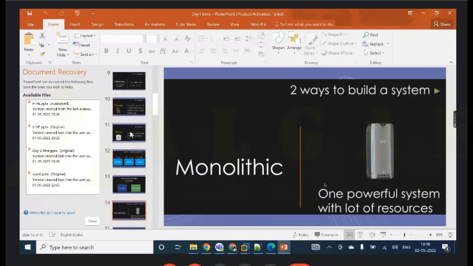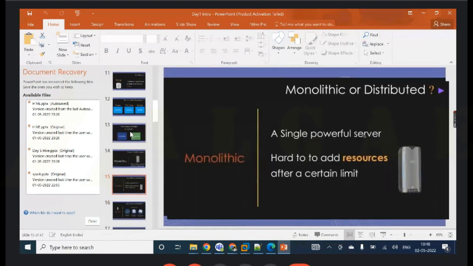So monolithic system is one powerful system with a lot of resource. See, a single powerful server is hard to add resource to after a certain limit. For example, you are having one laptop, right? Currently you are having 8 GB, someone is having 16 GB, right? After some time, you can increase your RAM how much?